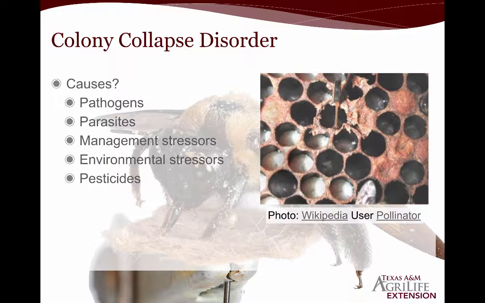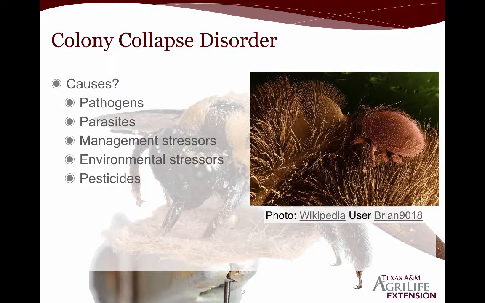So now they've always discussed what are the potential causes of colony collapse disorder. So this includes things like pathogens. There's a number of new pathogens, essentially bee diseases, that were introduced that could potentially kill the bees. Parasites. You can see here, this is the varroa mite on the back of a honeybee.